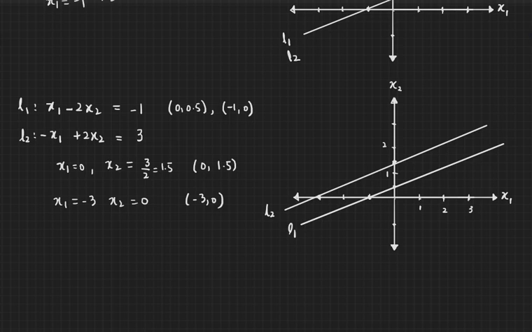We know there are infinitely many solutions of the equation x1 minus 2x2 equals minus 1, and there are infinitely many solutions of minus x1 plus 2x2 equals 3, but there is no common solution. Hence we say that this system of linear equations does not have a solution, hence it is an inconsistent system.